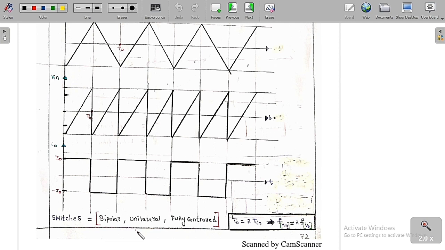So they should block the positive voltage and also the negative voltage, and the current in those switches should be only in one direction, and they are fully controllable, meaning the user can control both the on and off states of these switches. Only these switches are to be used in the inverter. The switches should be bipolar, unilateral, and fully controllable. If any switch can satisfy these three properties, then only we use it in the inverter concepts.